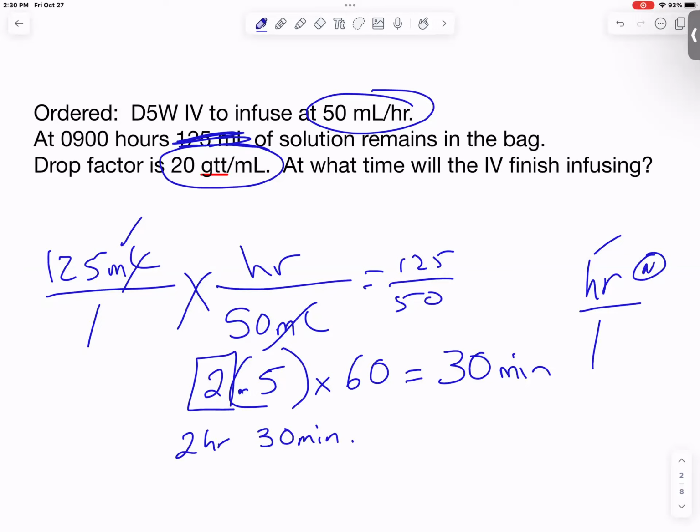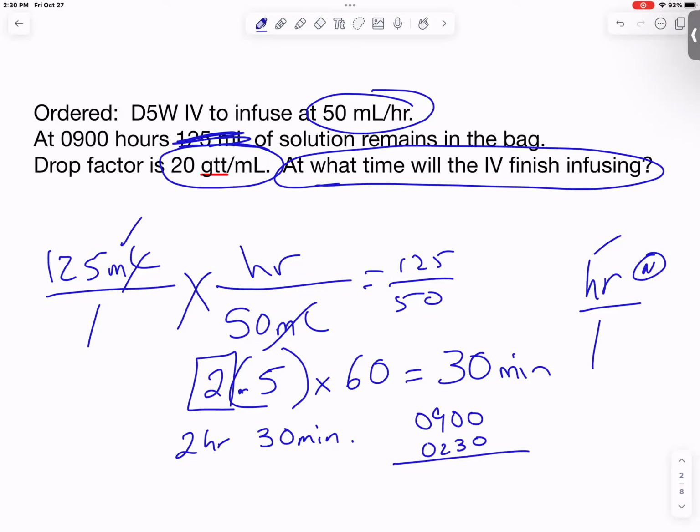But the question didn't ask how long it would take. It asked what time it will finish. Well, Professor K walked in at 9 a.m., 0900, and if it takes 2 hours and 30 minutes to infuse, Professor K has to go back in there at 11:30 with a brand new bag to give to the patient. So that is the exact time in military time. That's how you write it. Don't you dare write this, because that means 11:30 a.m. in standard time. We are talking military time. That's it. Boom.